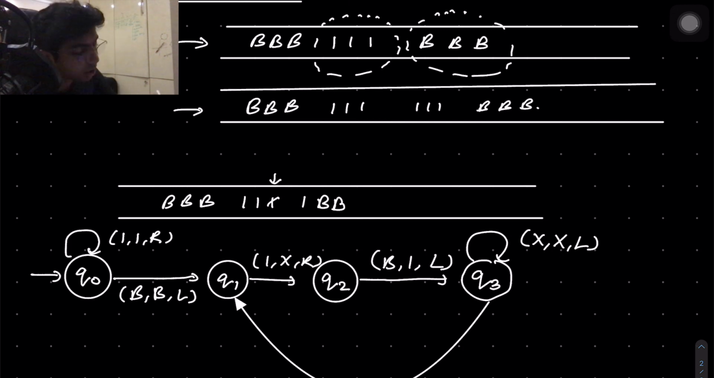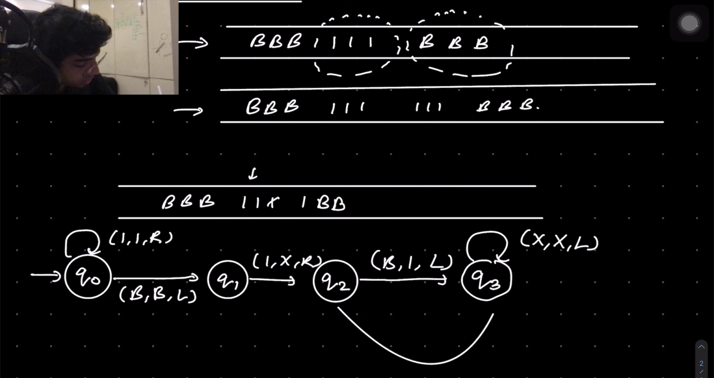X. Okay, I moved left. The pointer is now at 1, and on a 1 I want you to make it into an X and move right. So again, we'll just go over here.